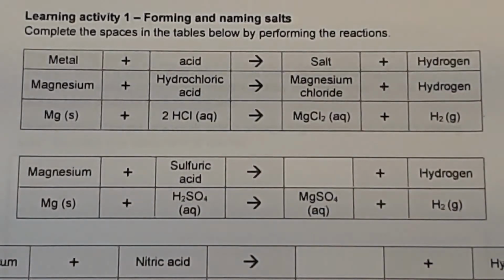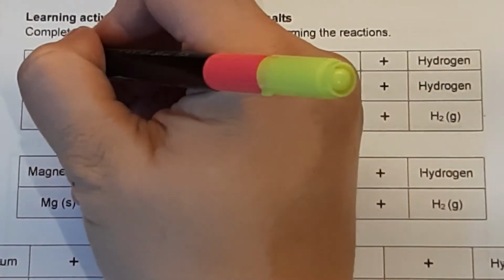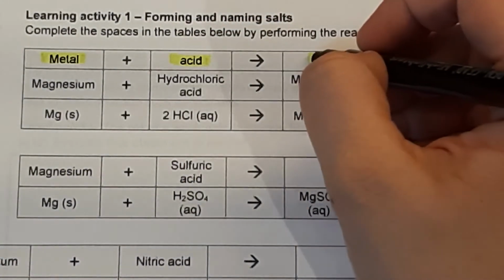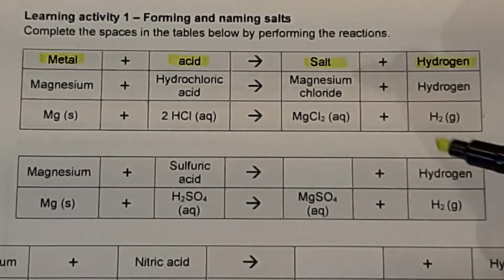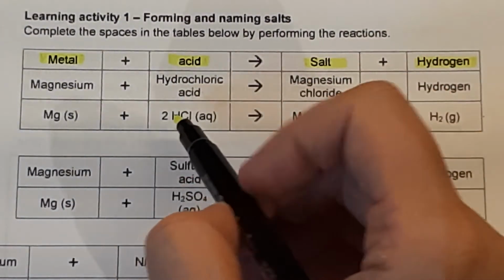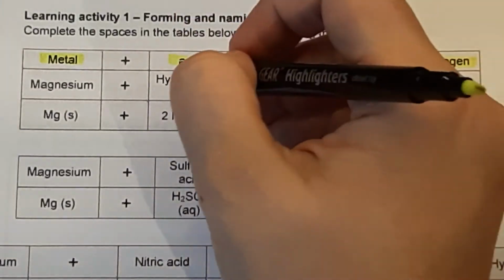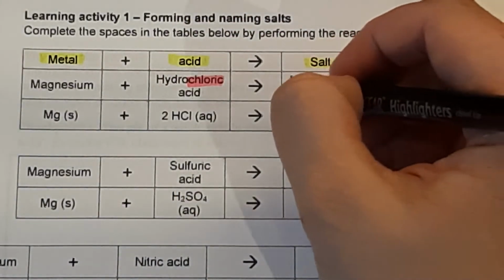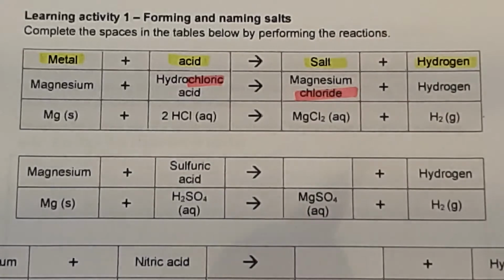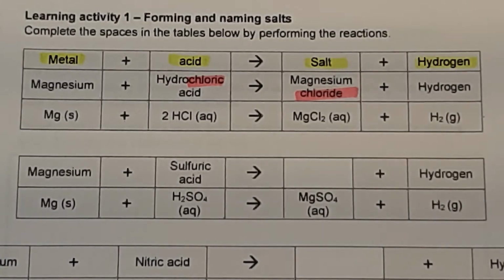So we're moving on to page 43 in the booklet now, and we are looking at forming and naming salts. So complete the spaces in the tables below by performing the reactions. Now we can't perform the reactions, however, you can use what you have learnt, which is that a metal with an acid reacts together to produce a salt and hydrogen. And you know that the name of the salt is the metal, and then the important part of the acid, so for instance hydrochloric acid makes magnesium chloride, so metal chloride for hydrochloric acid, or metal sulfate for a metal with sulfuric acid, or metal nitrate when you react a metal with nitric acid.